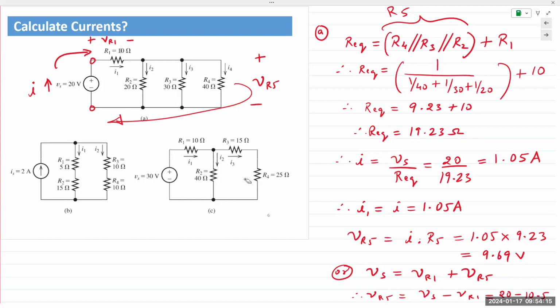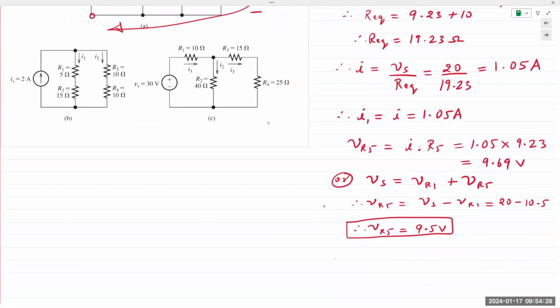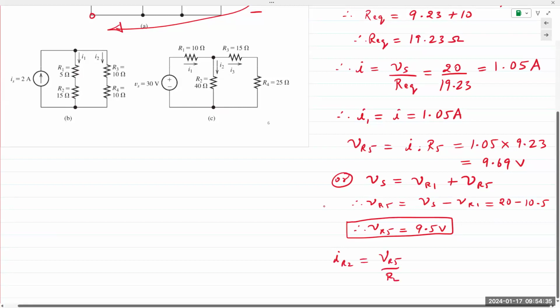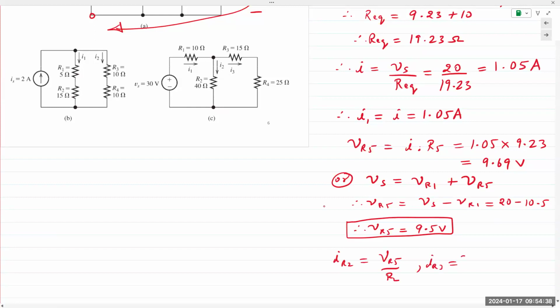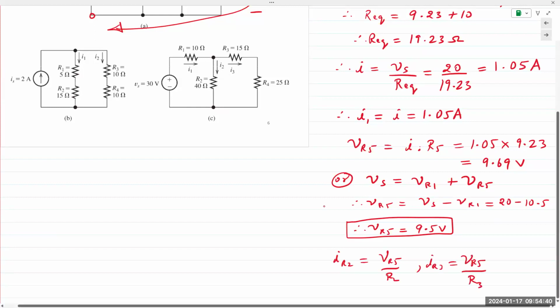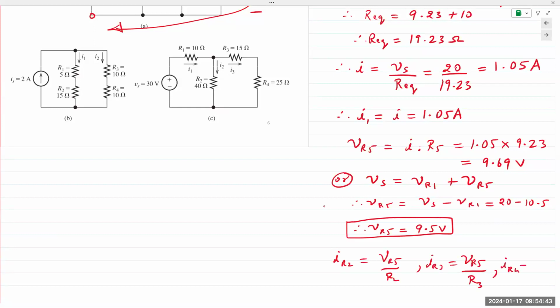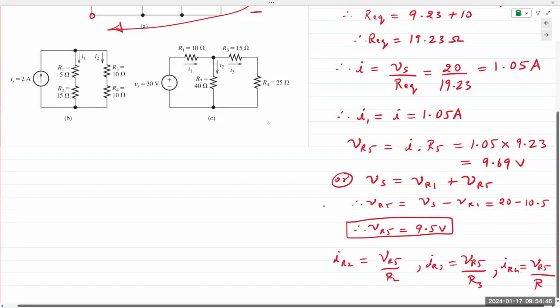Okay, so now once we have VR5, we can find I2, I3, and I4 simply by applying Ohm's law. Make sense? IR2 is VR5 divided by R2. IR3 is VR5 divided by R3. And IR4 is VR5 divided by R4. Okay. Any questions?